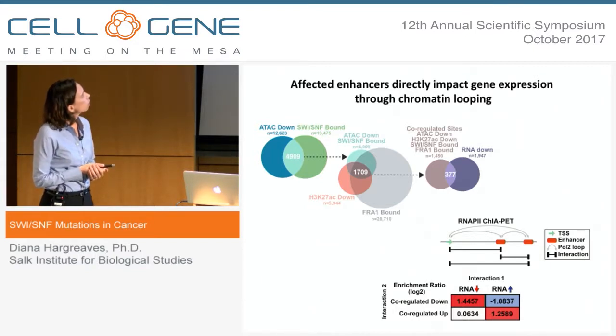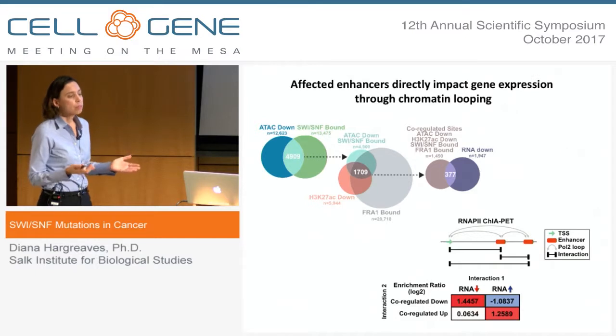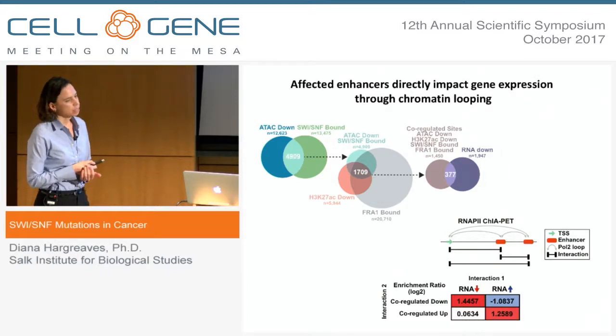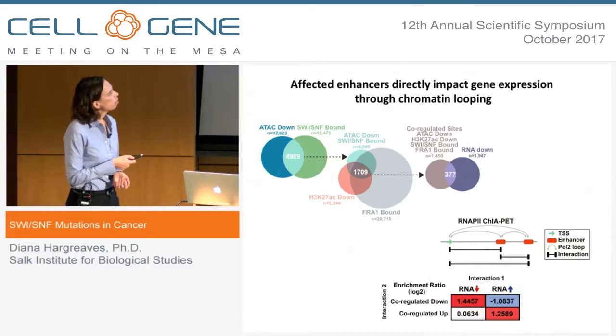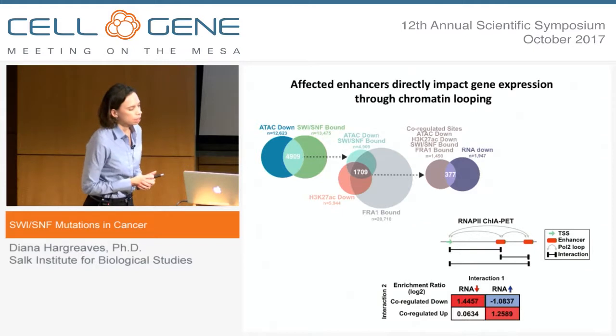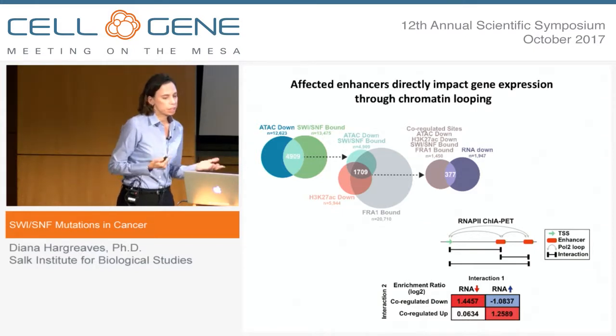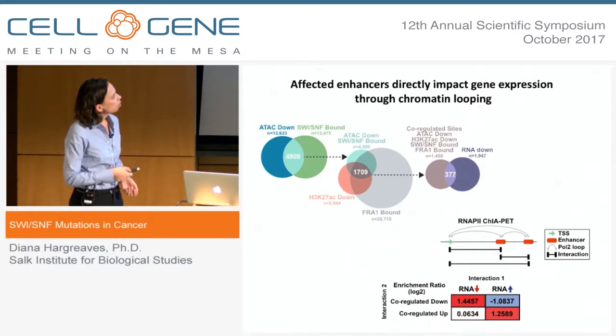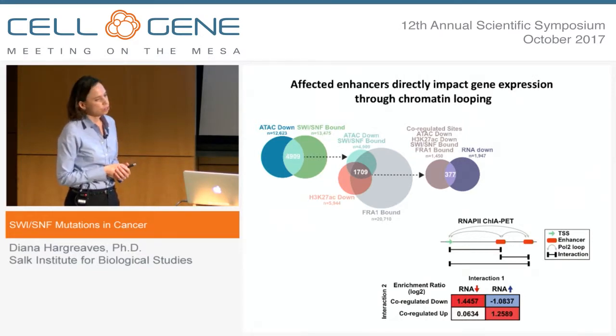So to connect all of these dots and to really emphasize the role of ARID1A and ARID1B in regulating enhancers impacting gene expression, we overlapped all of our sites to find sites that had decreased accessibility, decreased K27 acetylation, binding of the complex, and binding of FRA1. And we found that over 350 downregulated genes had at least one of these sites in its proximity or regulating.